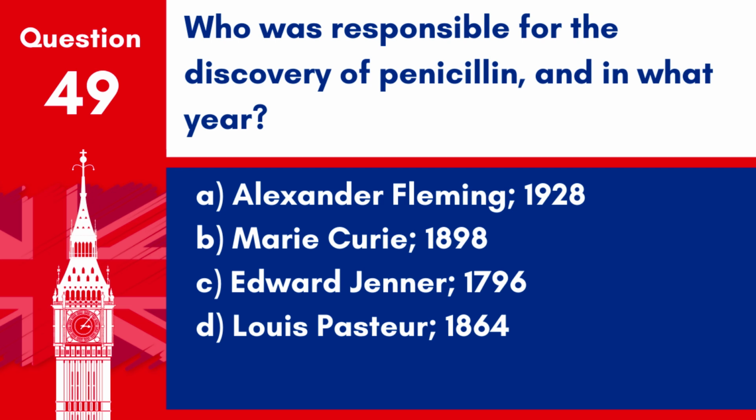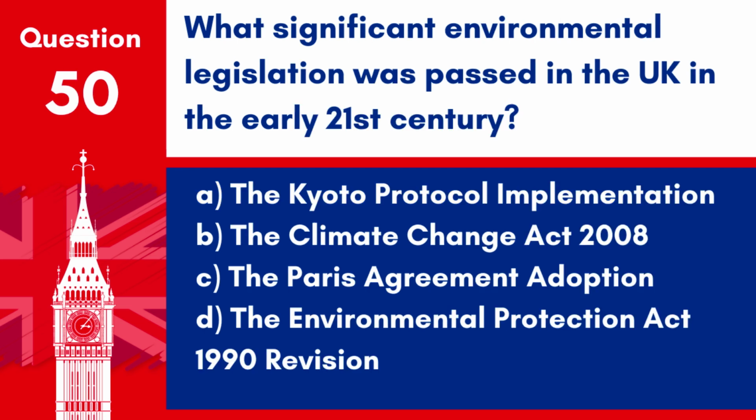Answer A. Alexander Fleming, 1928. Alexander Fleming discovered penicillin in 1928, a breakthrough that led to the development of antibiotics and had profound implications for medical science. Question 50. What significant environmental legislation was passed in the UK in the early 21st century?